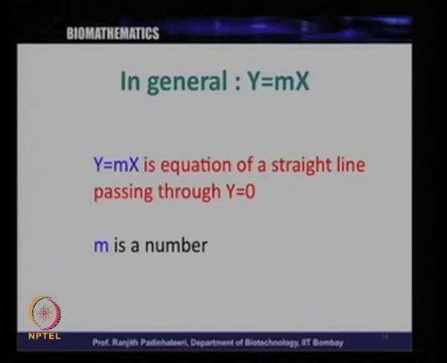So far we saw that y equal to a constant times x is a straight line that is passing through y equal to 0. Now, let us see if you add a constant to this, let us say y is equal to 2x plus some constant, how does it change? In the next graph, you will see this. So, let us look at the next graph.